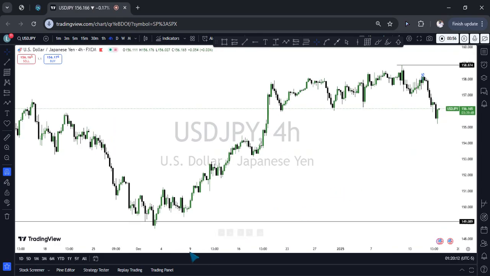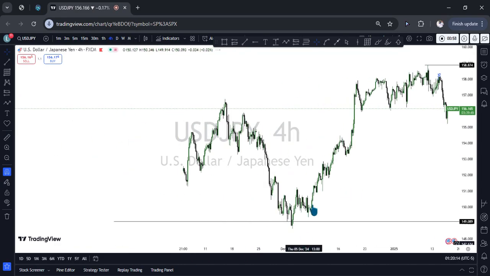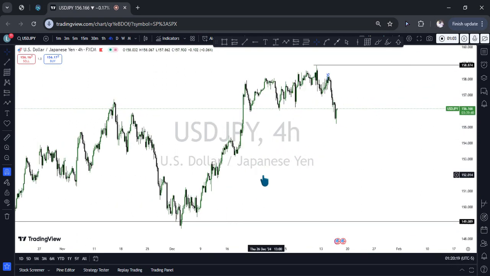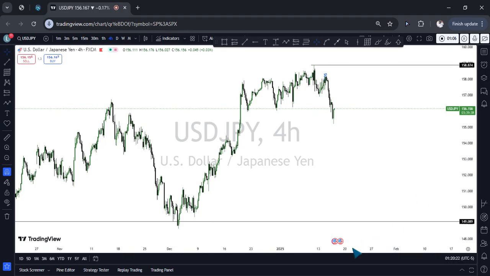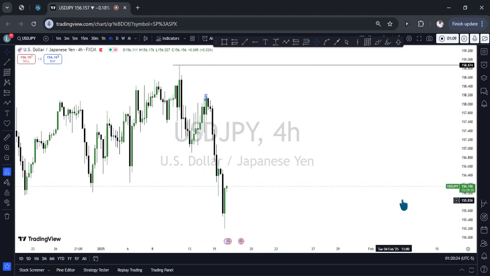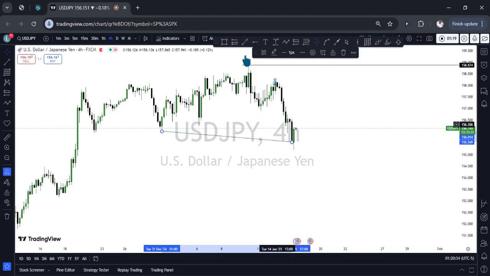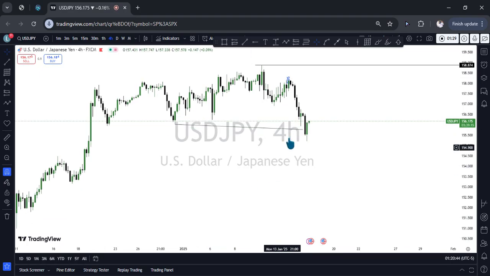Now we could see the 4 hour. Although this leg has been bought for a long time right now, we have been seeing a type of change in trend. Now it has broken this low that formed this high over here. We could see that it might still have room to move to the downside. But let's see how it goes.